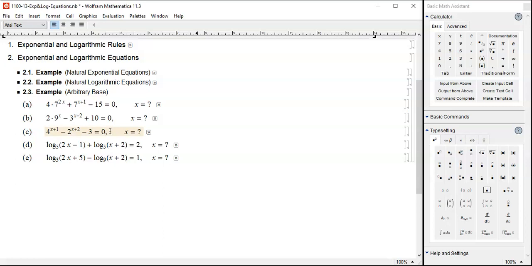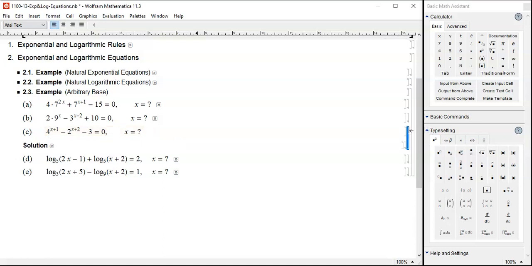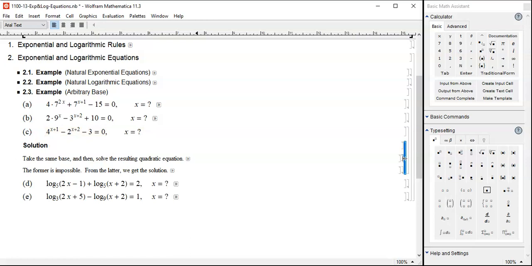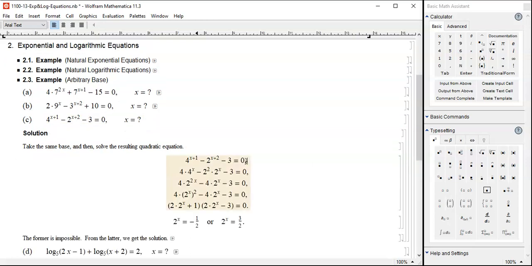How about this one? Similar. This is quadratic, 2 squared. Now how do you take care of this x plus first power, x plus second power? X plus first power, you can take this 4 out, 4 to the first power out. X plus 2 power, this 2 squared out. So we have 4, that's also 4, as you see down here. And 4 to the x power, that's quadratic. And this is the linear term.